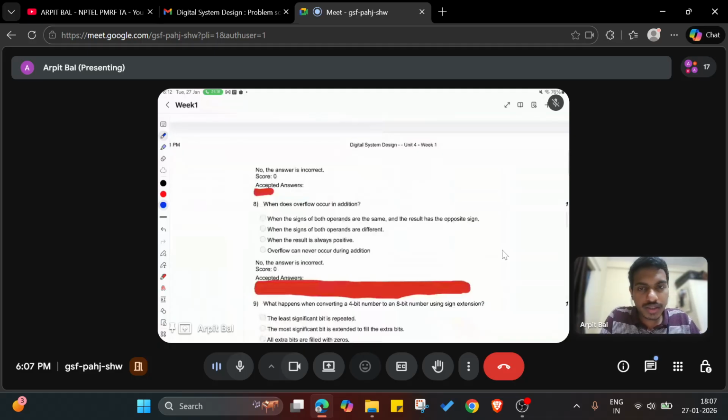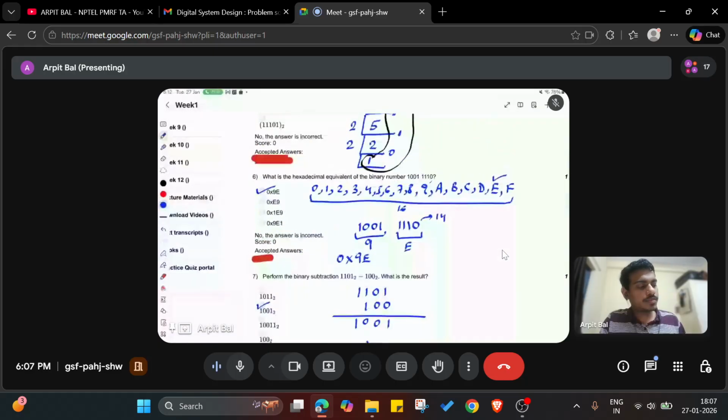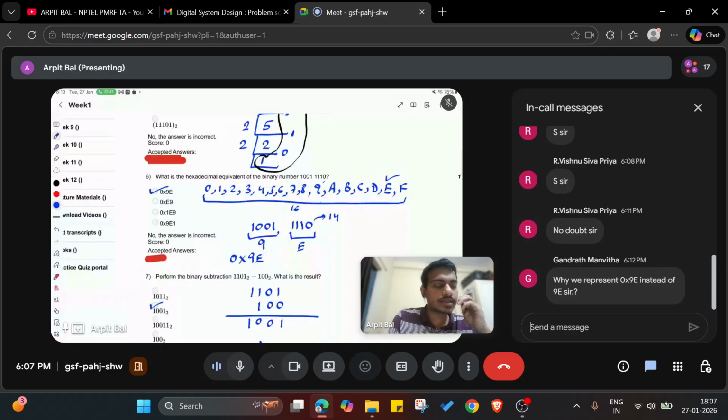Okay. So moving on to the next question. When does overflow occur in addition? What is the overflow condition basically? Why do we represent 0x9E instead of 9E? This is basically a form of representation that is used. By convention we write it as 0x to represent hexadecimal. Otherwise, how to distinguish it from a number or from an algebraic expression, let us say.